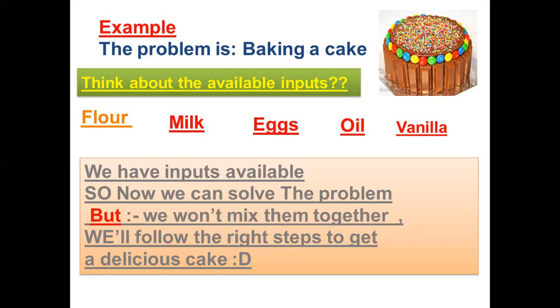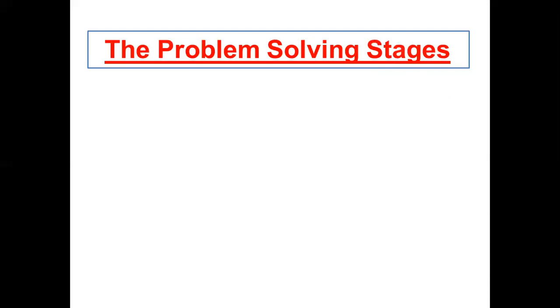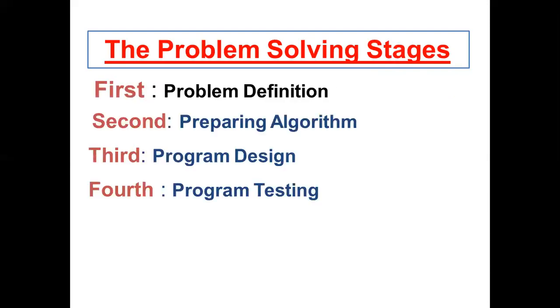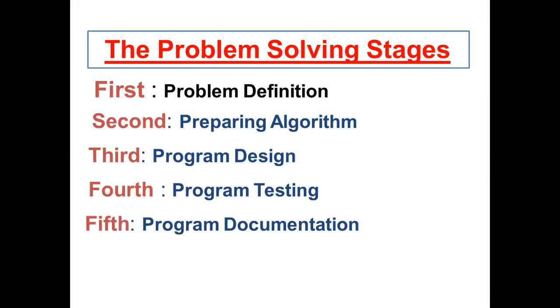Okay, let's move to another point to understand more about the programming language. There are five steps to create the application, and these are called problem-solving stages. The first stage is to define the problem, or we call it problem definition. It means to determine the output or the goal that you want to achieve. We want to achieve it, so we must determine that before we go.